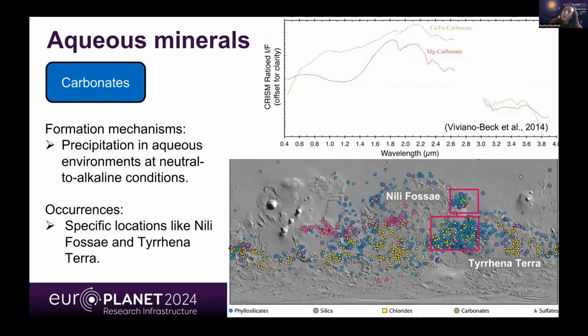Another important aqueous mineral on Mars is carbonates. Carbonates are not as widespread as clays, as you can see again from this map here. They are basically concentrated in the Nili Fossae area and Terra Tyrrhena, or at least these were the first carbonate detections on Mars. Carbonates usually form in an aqueous environment at neutral to alkaline conditions, which are important conditions if we want to consider the habitability of the planet, of the water.